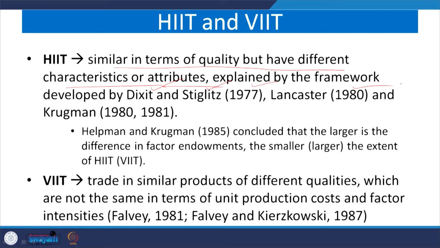Helpman and Krugman concluded the larger the difference in the factor endowment, the smaller is the extent of HIIT or VIIT. If the difference is very huge, then the countries will not actually trade, their overlapping content will be very less, because they will not depend too much on each other. Whereas in VIIT, vertical intra-industry trade, we said there are differences in qualities, which are not the same in terms of unit production cost and factor intensities, emphasized by different papers mentioned here.